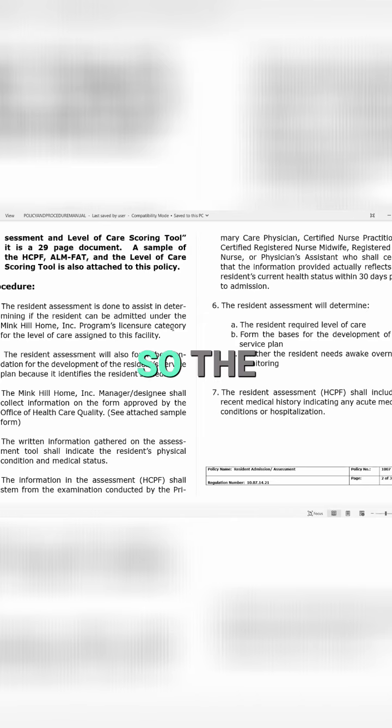The resident assessment, so the procedure for that: the resident assessment is done to determine if the resident can be admitted under the Meek Hill program licensure category. Depending on what level of care you're licensed for, in Maryland, you have 3 levels, level 1, 2, and 3. 3 being the most severe, like basically you could stay there till like hospice or something. Like the highest level of care you can provide.